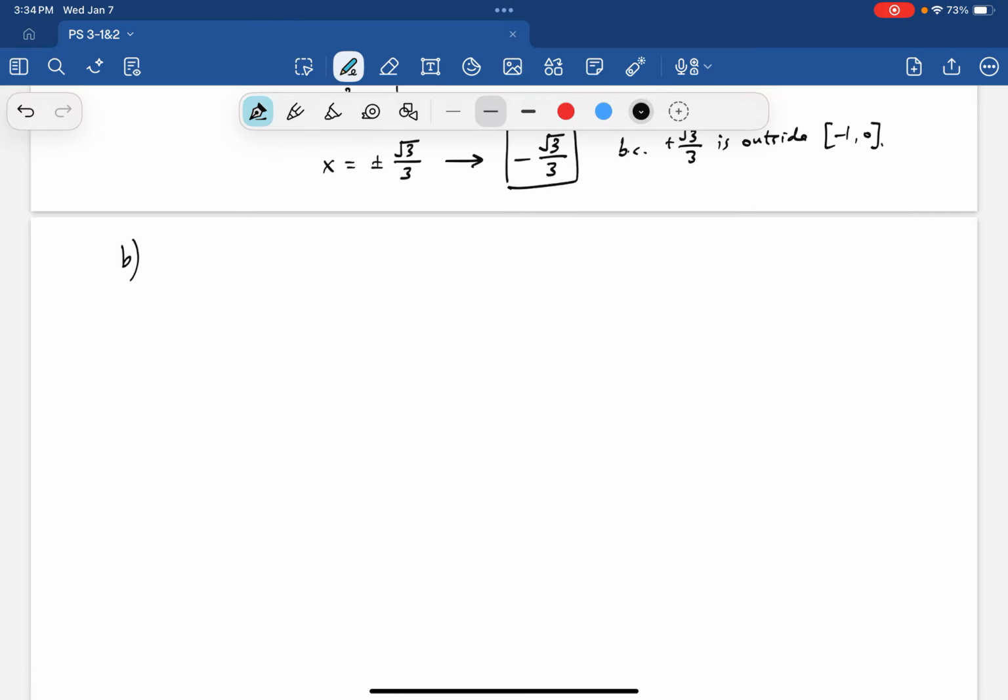Question B, we have f of x equals x plus 2 over x minus 1 on the interval -3, 3. So first we need to ask whether mean value theorem can be applied. And the answer is actually no, because this is not continuous within the interval. There is a discontinuity at x equals 1, right? That makes the denominator equal 0, which makes the function undefined. And 1 is within this interval, so mean value theorem cannot be applied.